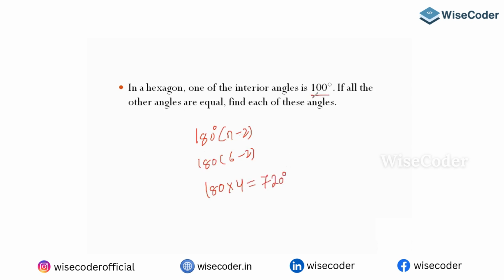They told us that if one angle is 100, the remaining would be 620. 620 divided by 5. Okay, 5 ones are 5, you are left with 1 again. 5 2s are 10. 5 4s are 20. So the other angles are going to be 124 degrees. Okay, 124 degrees. So guys, having learned all this, go to the tool and try to practice your questions there.